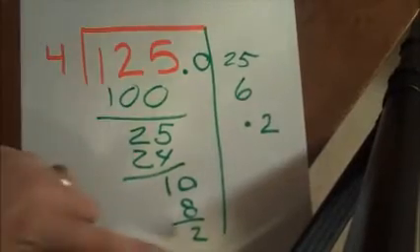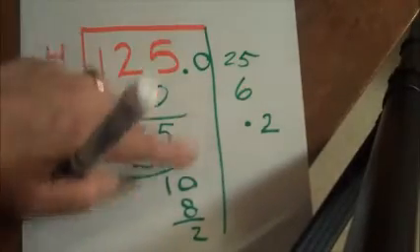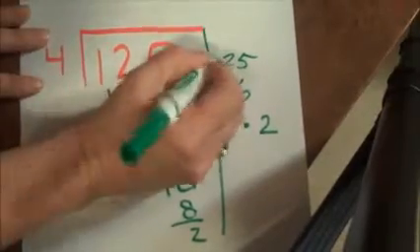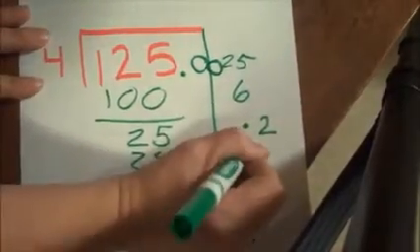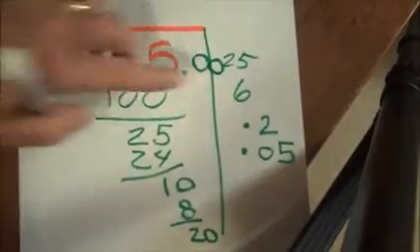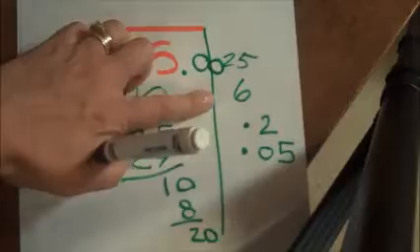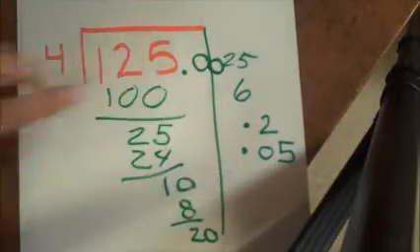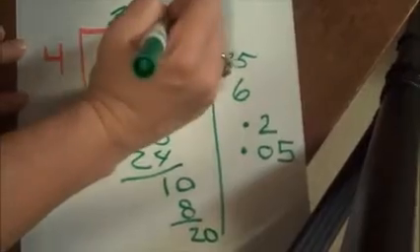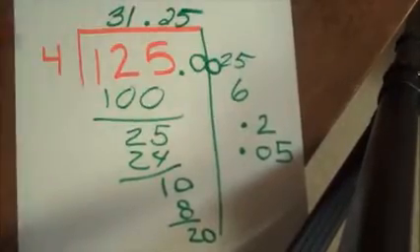Now, because I'm down to here, and I have to pull down another 0, that means I have to remember that I am at my hundredths place. So this answer would have to be written in the hundredths. And this answer would be 25 plus 6 plus 2 tenths plus 5 hundredths. So 31 and 25 hundredths.